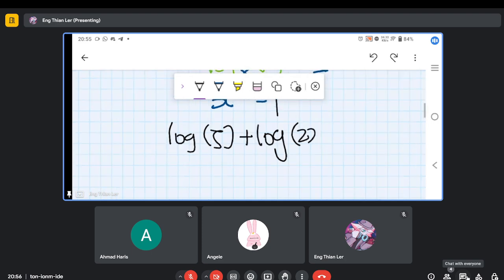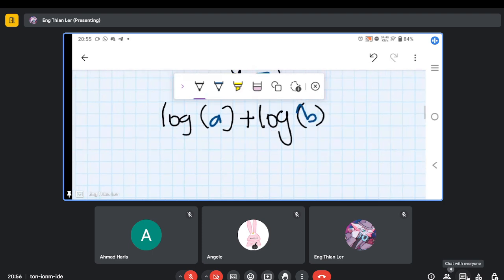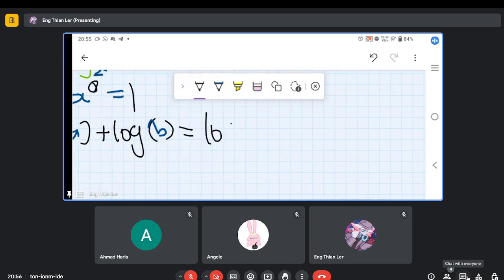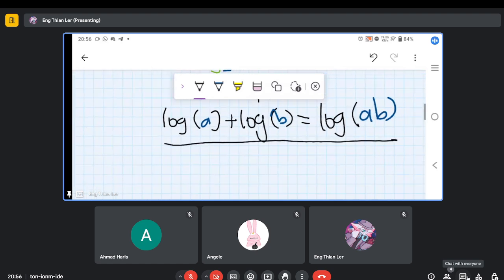So when we add two numbers, let's not do numbers first. Let's just do a and b. So log a plus log b is equal to log of what? AB. So how do we prove this? We're going to prove this theorem right here.